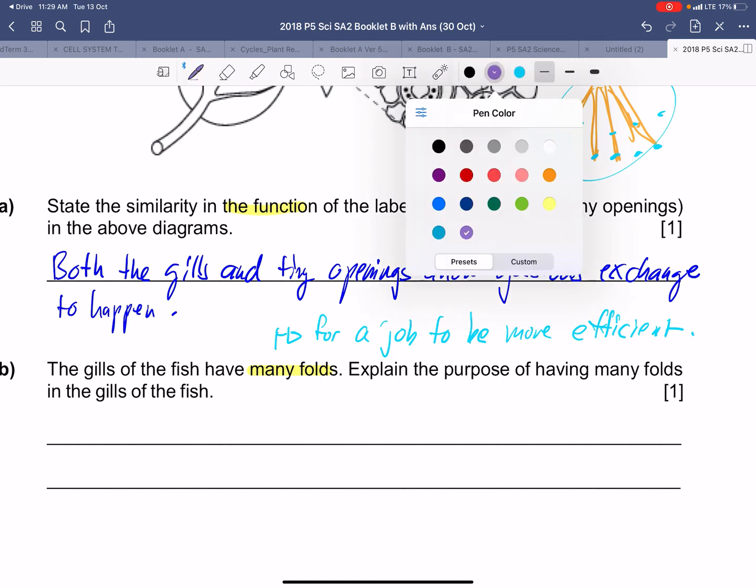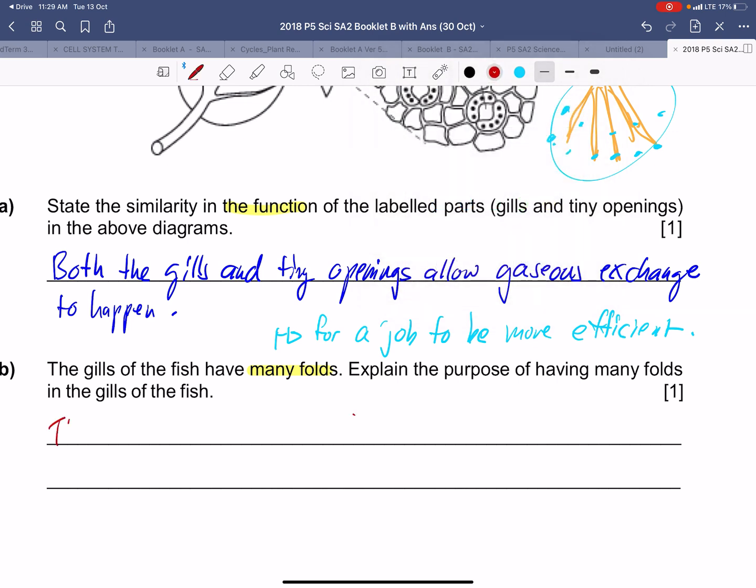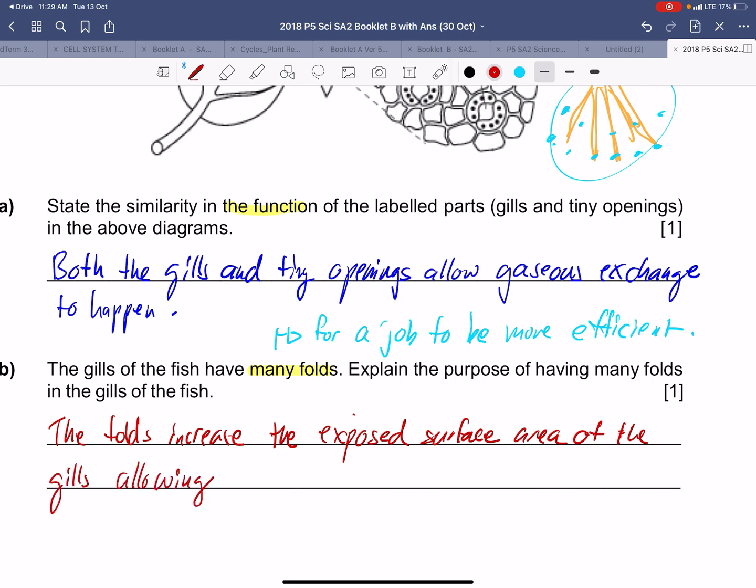Okay? I would say the folds increase the exposed surface area of the gills, allowing gaseous exchange to happen at a faster rate. So instead of saying gaseous exchange, you can also say intake of oxygen. You can also say removal of carbon dioxide at a faster rate.